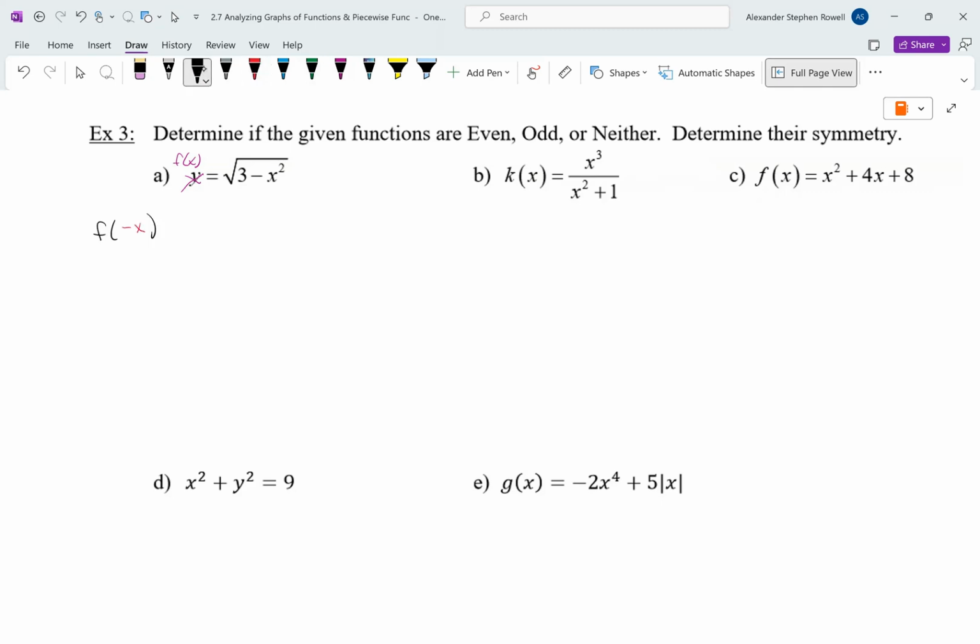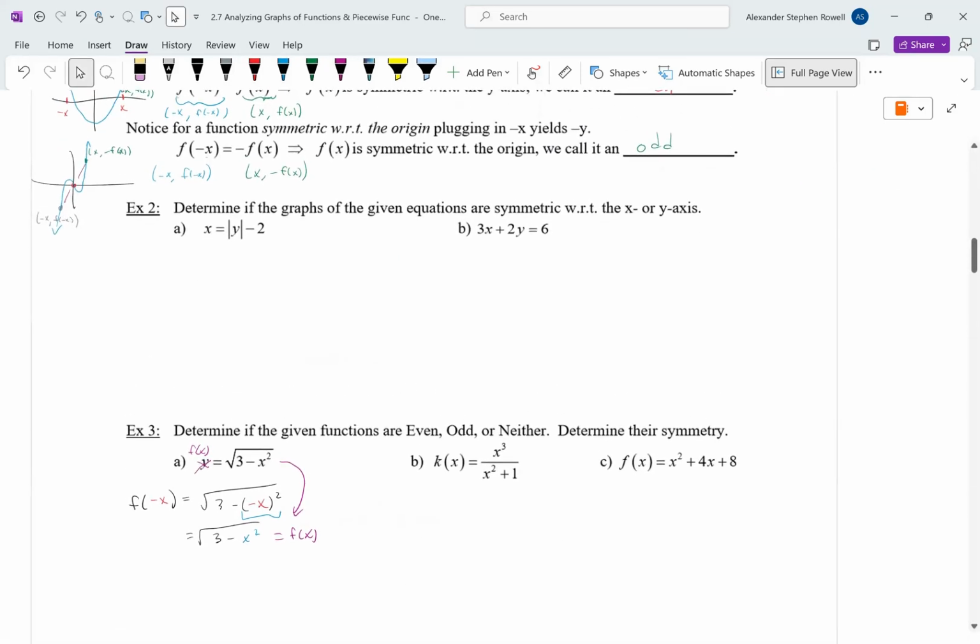Okay, so in this case, what we do is we just plug in negative x. And we see, what do we get? Square root of 3 minus negative x squared. And when you square negative x, what do you get? Yeah, positive. The negative goes away. So we get square root of 3 minus x squared. Okay, and then you can compare this to the original function. How does this compare to the original? It's the same.